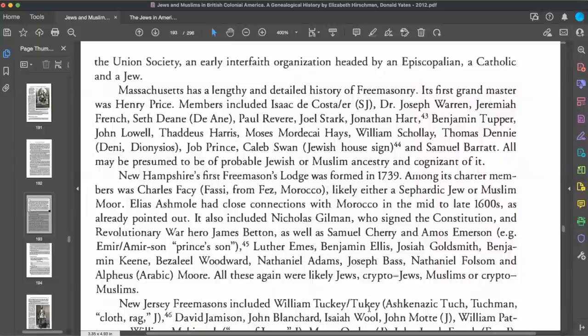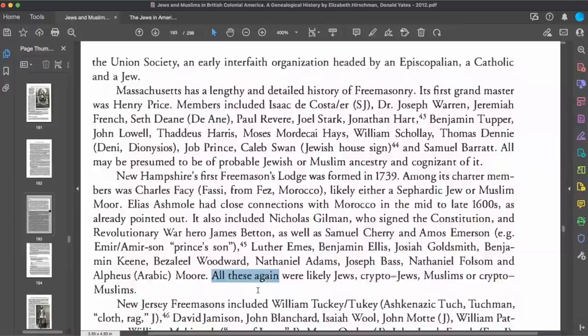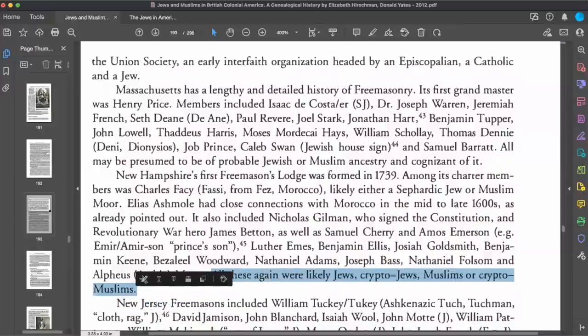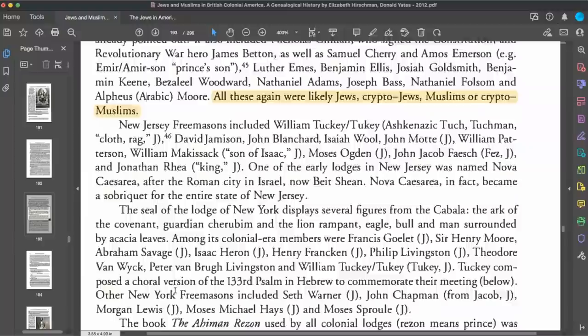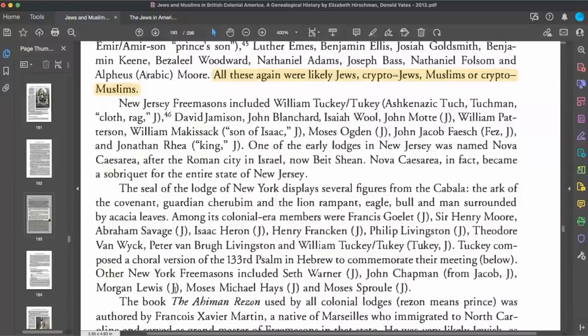All these again were likely Jews, crypto Jews, Muslims, or crypto Muslims. Again, all these were what you already know, people of color. New Jersey Freemasons included William Tucky, Tucky Ashkenazic Tuck, Tuckman, Clough, Rag, Jewish, David Jameson, John Blanchard, Isaiah Wool, John Moe, Jewish, William Patterson, William McKeesack, son of Isaac, Jewish, Moses Ogden, Jewish, John Jacob Faesh, Fez, Jewish, and Jonathan Rhea, King, Jewish.